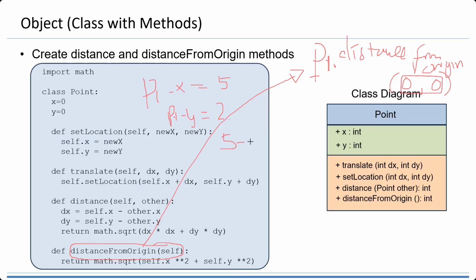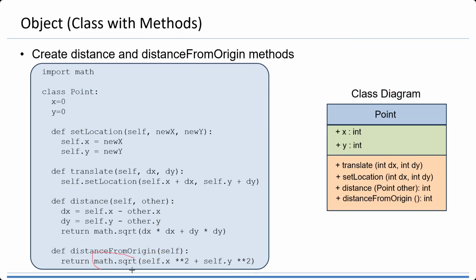Then we have 5 minus 0, power of 2, plus 2 minus 0, power of 2. And we do the square root. It means the value itself of x will be power of 2, and the value itself of y will be power of 2. Then we have self.x power of 2 and self.y power of 2. At the end, we will do the square root. So we have the distance from origin, and we put this one in the class diagram.